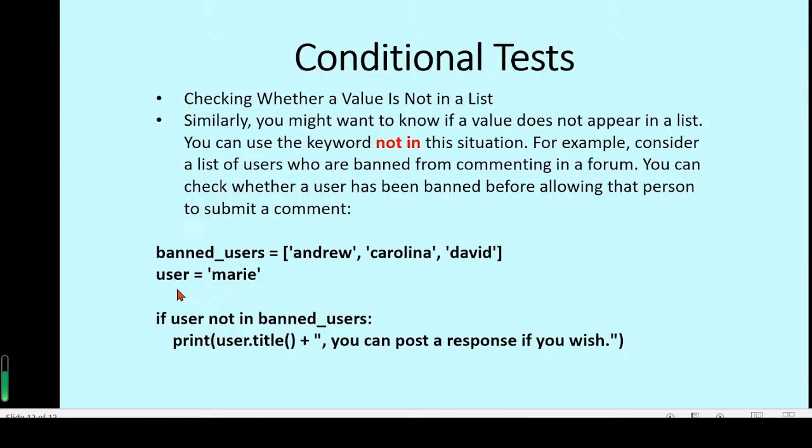So another user called Mary. If user not in banned users, we print the user's name and a message: you can post a response if you wish. Because this user's value, Mary, is not in this list, this conditional test will get true. So this message will be printed out.